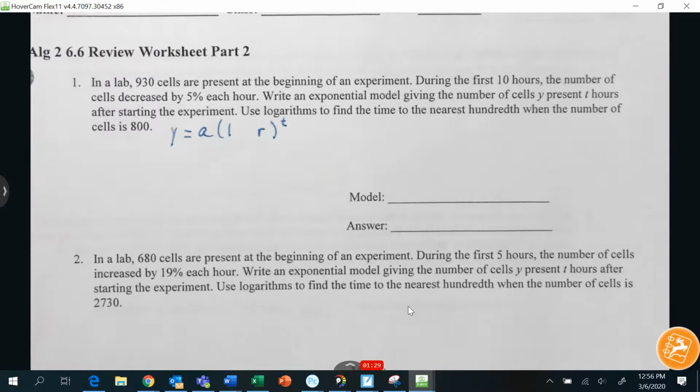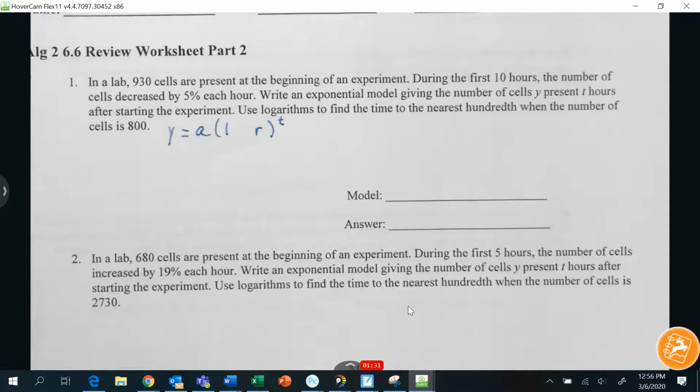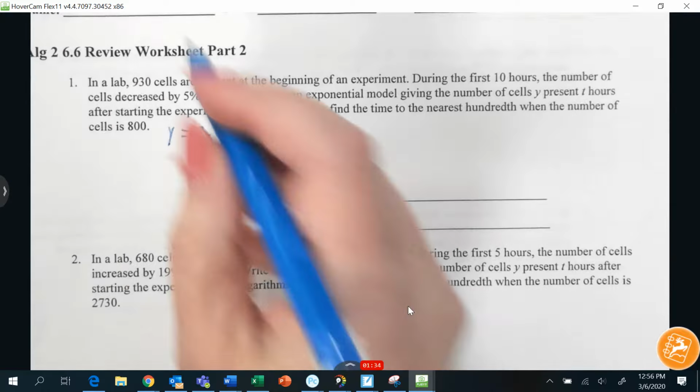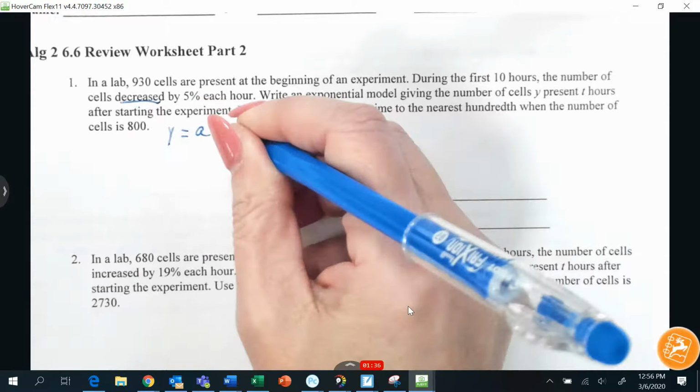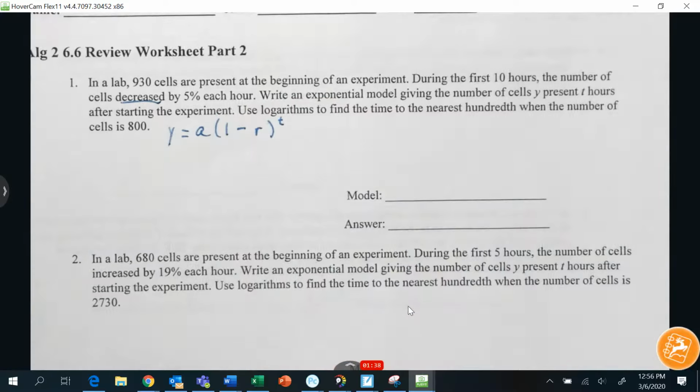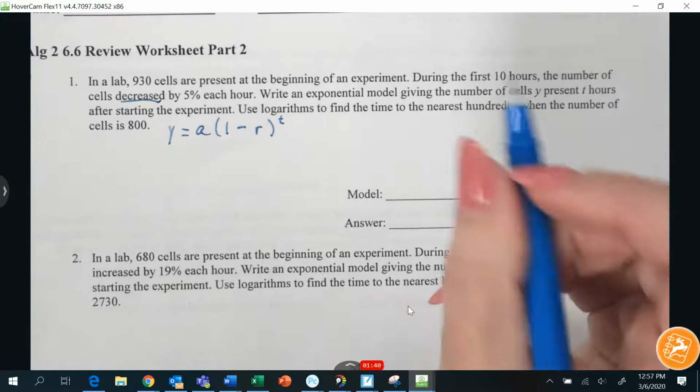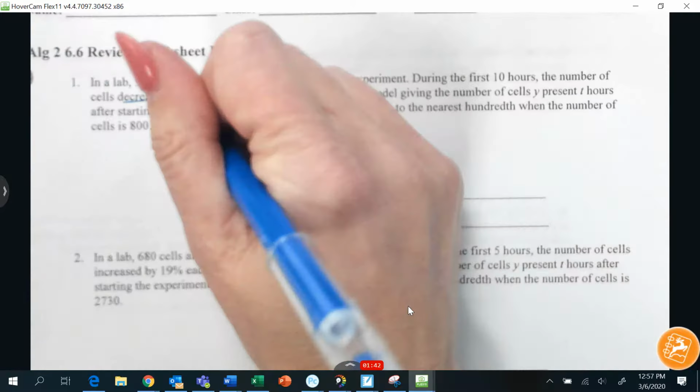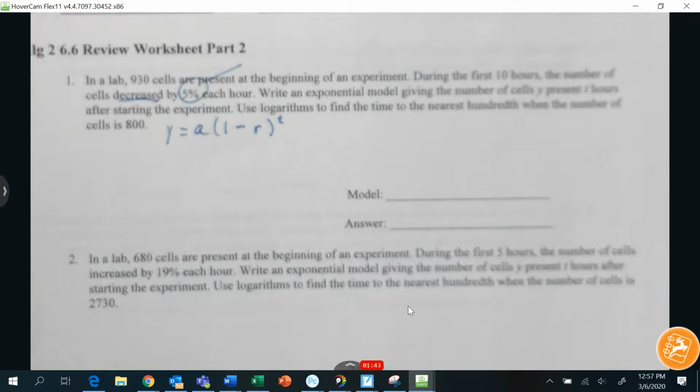Will I be doing 1 plus or 1 minus? Why? Because the word is decreased. Okay? So now the rate, we've got 5%.